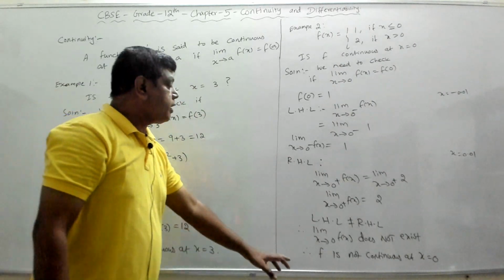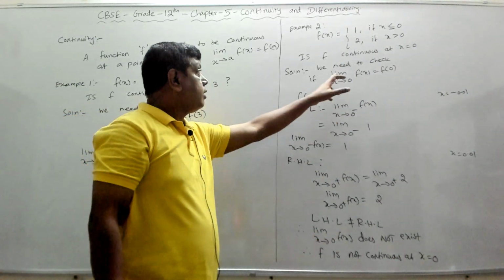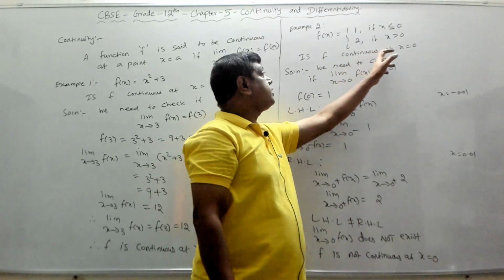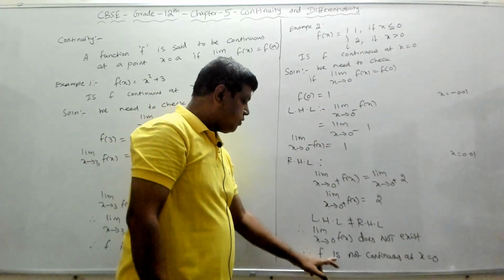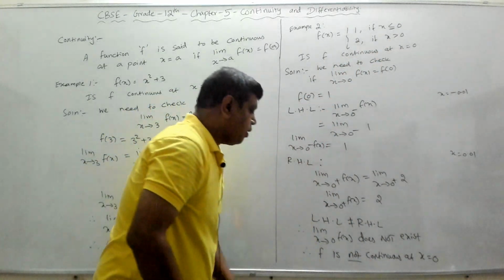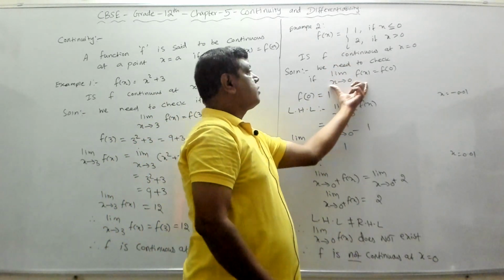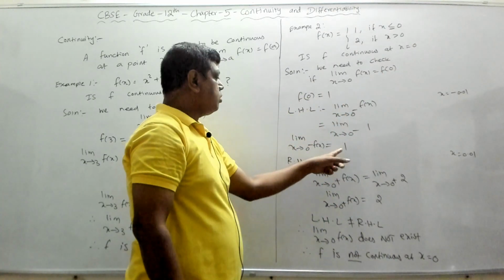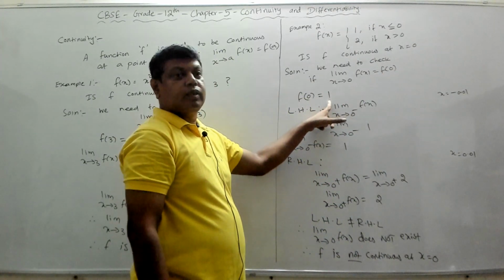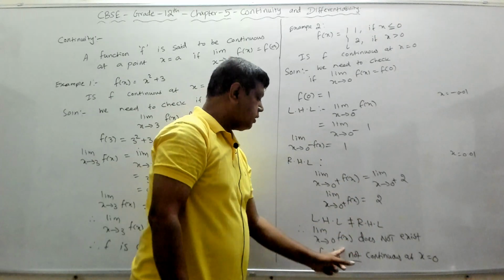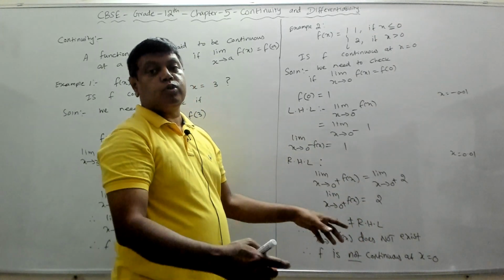Which means at the point x equal to 0, the question was, is f continuous at x equal to 0? The answer is f is not continuous. Why is f not continuous? Because limit does not exist. This value we found, f of 0, we found it as 1. But the limit x goes to 0 of f of x does not exist. Why does the limit x goes to 0 of f of x not exist?